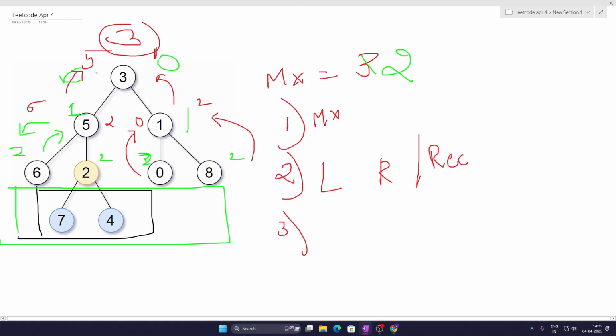And I will return 5 to its parent. In the same case here as well. If at any time I get two values, this means that node is the deepest level, the common ancestor.